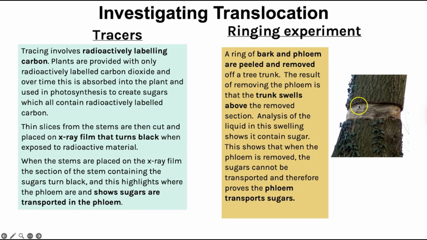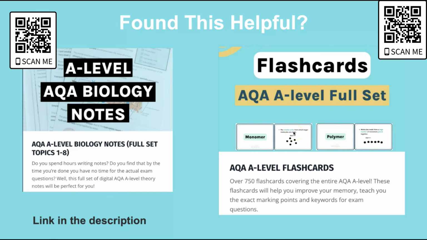But what this indicates is if you remove the phloem, the sucrose is made in the leaves further up, and when you take the phloem out, you get this bulging of liquid. The liquid contains sucrose, and that shows us that it must be the phloem transporting sugars, because when you remove them, the transport stops. So that takes us to the end of topic 3.